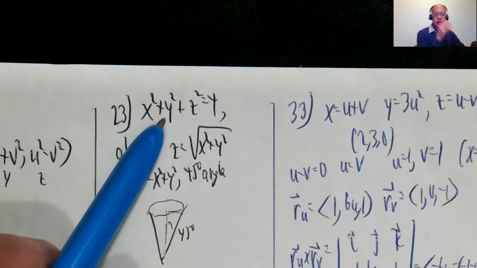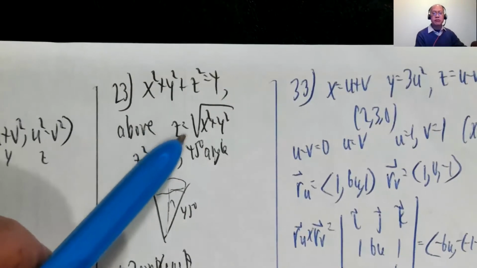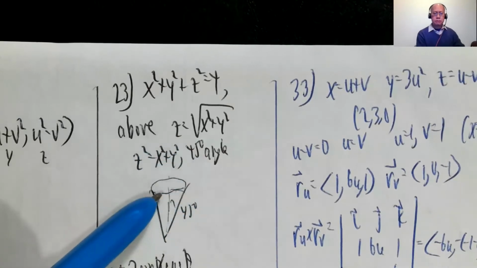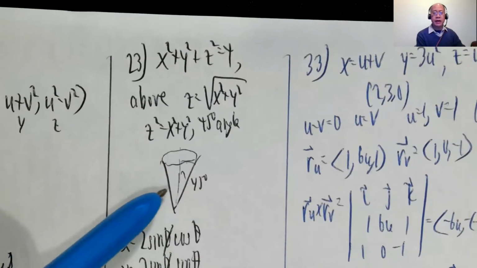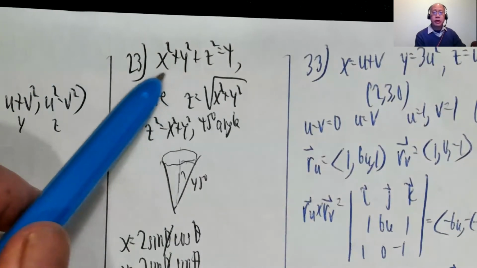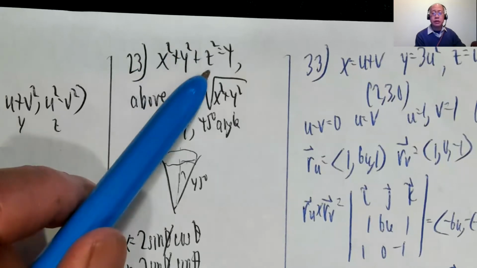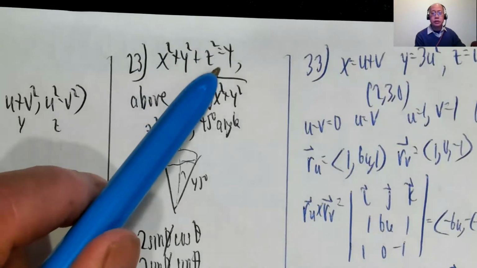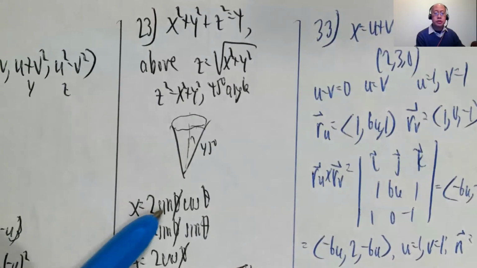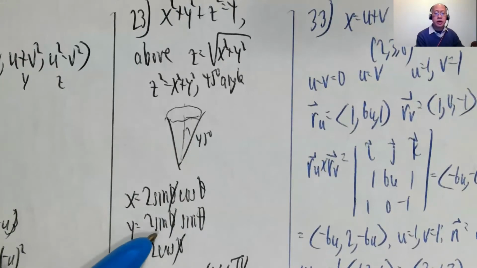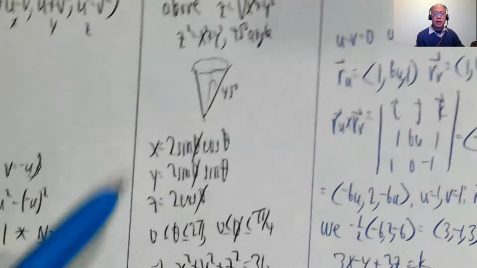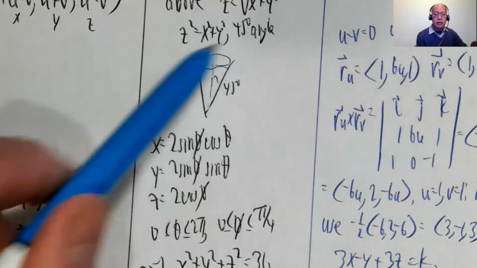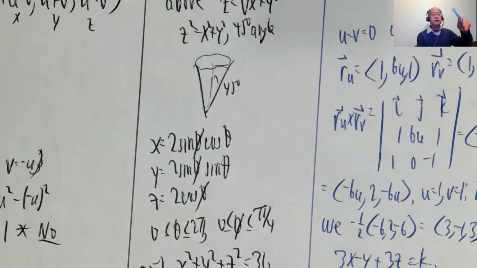23, x squared plus y squared plus z squared equals 4, above z equals radical x squared plus y squared. This is z squared equals x squared plus y squared, which goes up at a 45-degree angle. So I switch to spherical coordinates, except that I know that the radius rho is 2. So x is 2 sine phi cosine theta, y is 2 sine phi sine theta, z is 2 cosine phi. Theta is from 0 to 2 pi, going all the way around, but phi is going from 0 down to pi over 4 in that particular case.